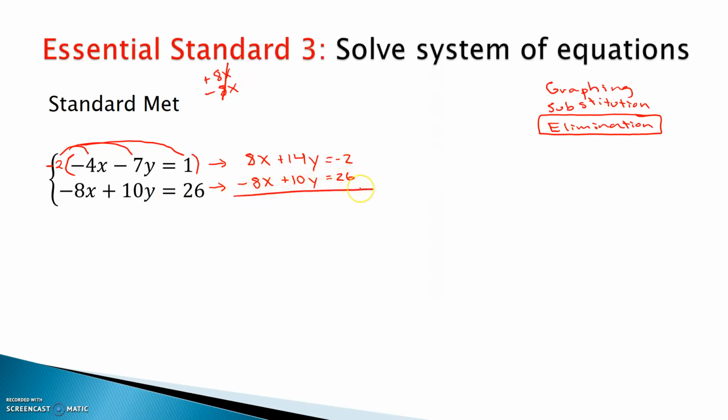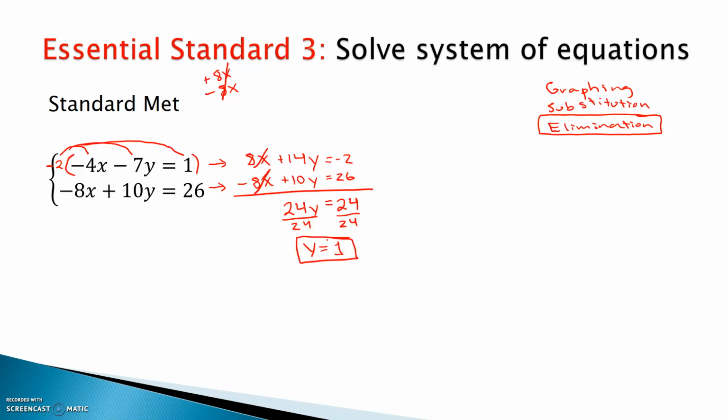Now notice when I add these two equations, 8x minus 8x cancels out. 14y plus 10y is going to give me 24y. When I combine 26 and negative 2, that's going to give me 24. Hey, this is a one-step equation. If I divide both sides by 24, I know that y is equal to 1. Awesome, but I'm not done yet.